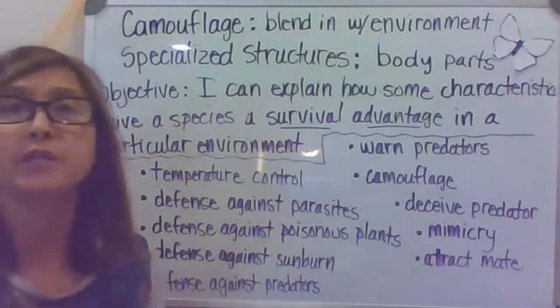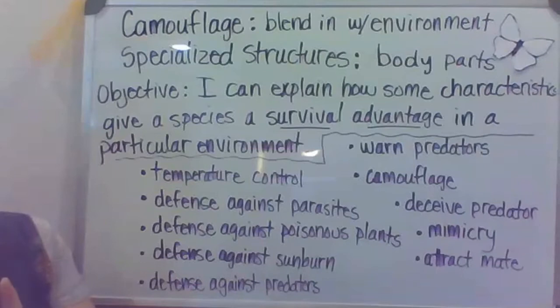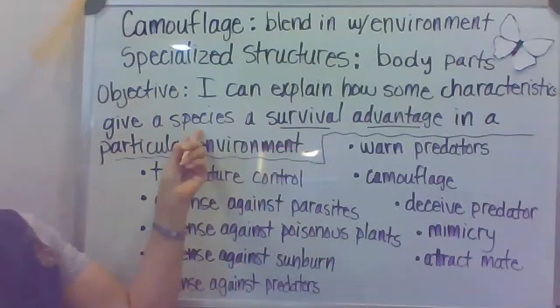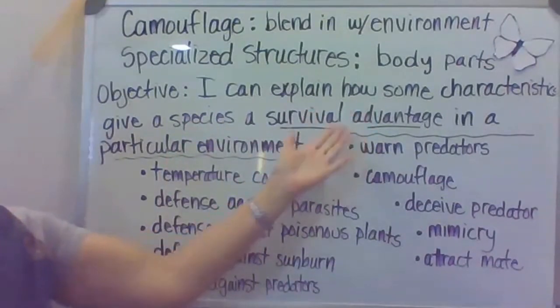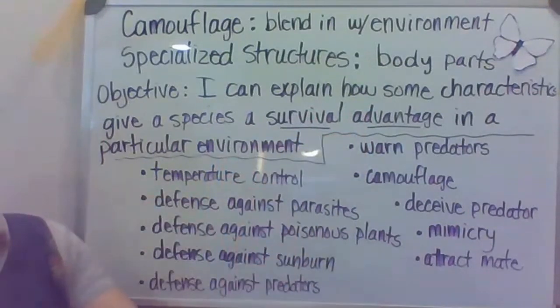Our objective today is I can explain how some characteristics give a species a survival advantage in a particular environment. So, your job today, if I were to ask you, explain to me how does some animal survive, or what's the advantage allowing it to survive in a particular environment? What are some of the things that allow a particular species to survive? It's more of an advantage.